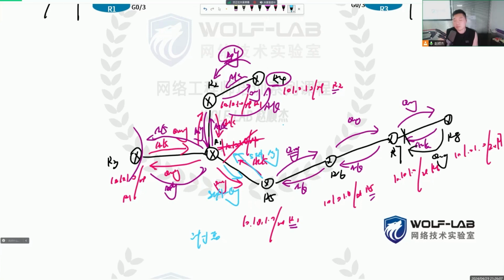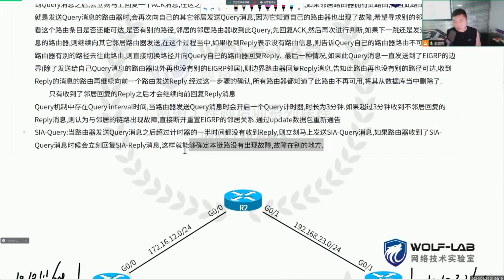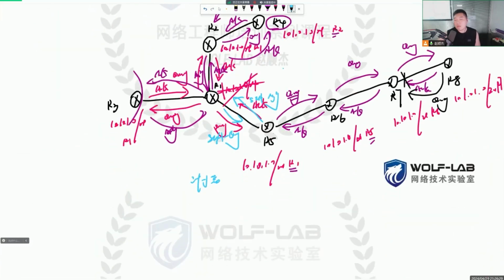Then our two neighbor relationships will not be reset. This indicates that our link has not failed. The failure is somewhere else. Then the neighbor relationship will not be reset. The same is true elsewhere. If R5 sends an SIA query to R6, and R6 replies with an SIA reply to R5, then we know the problem is not here with us.